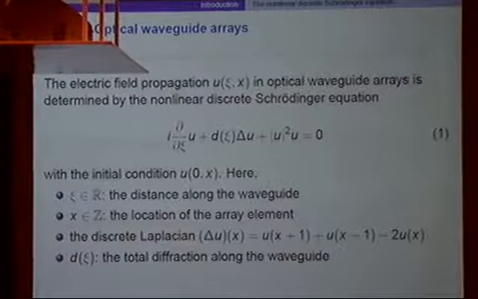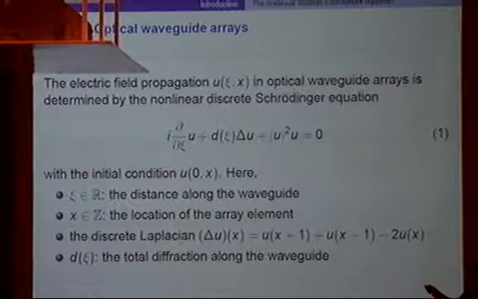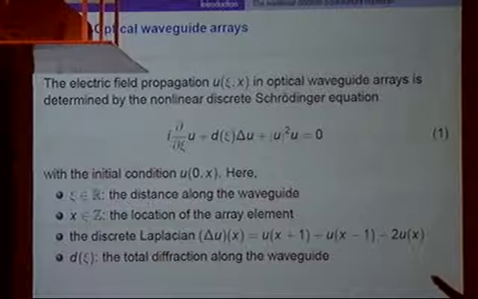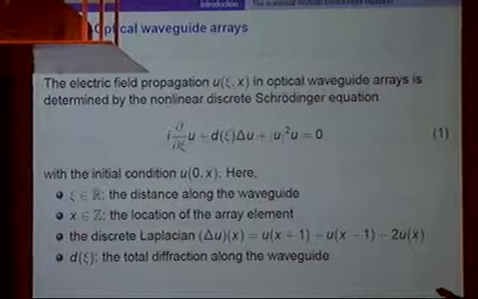Here we have the complex unit i, the derivative of u with respect to psi, plus some function of psi multiplied by the discrete Laplacian of u, and then we have this nonlinearity. Here u is a function of psi, where psi is in R, and this is the distance along the waveguide.